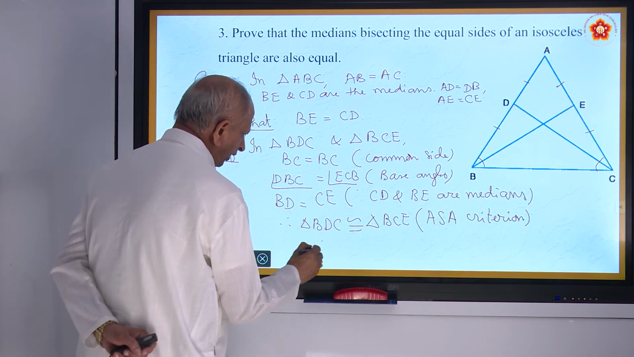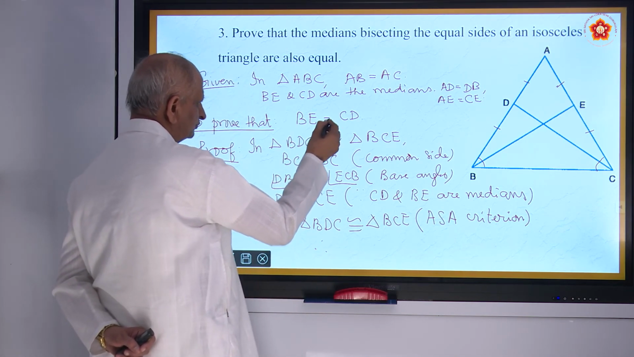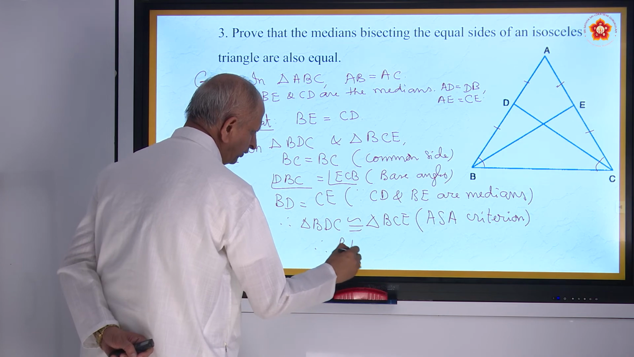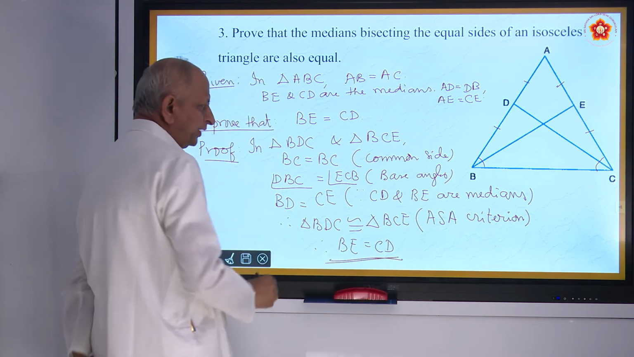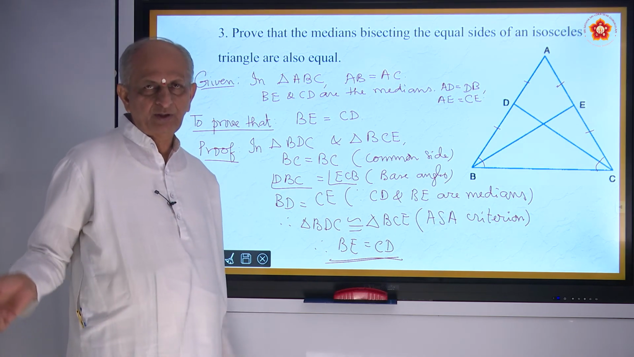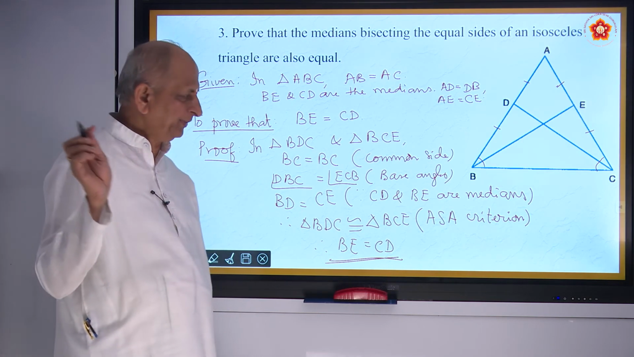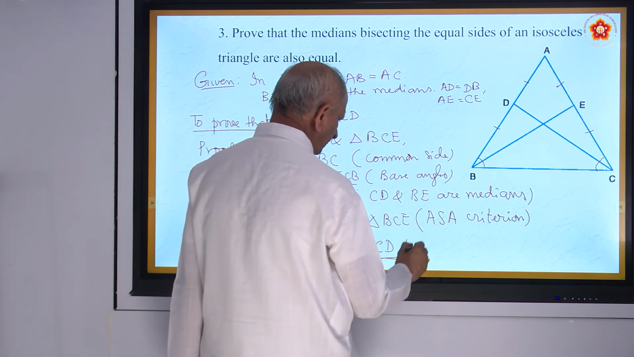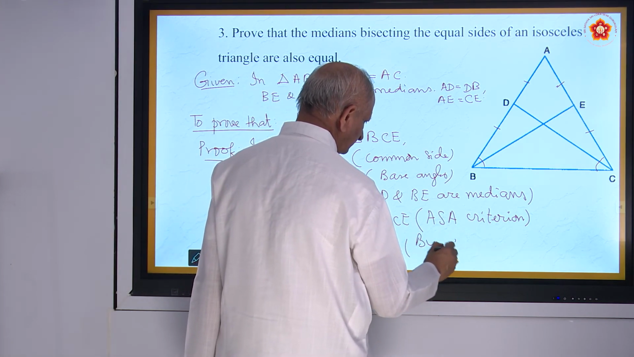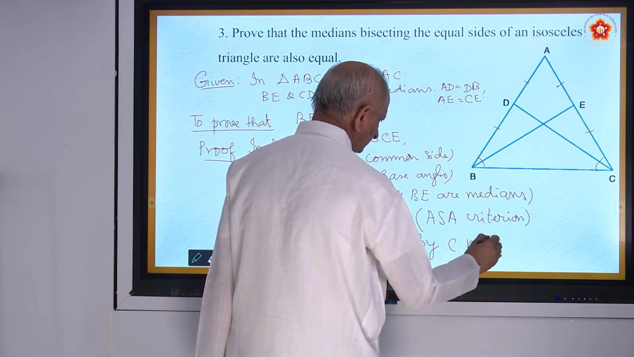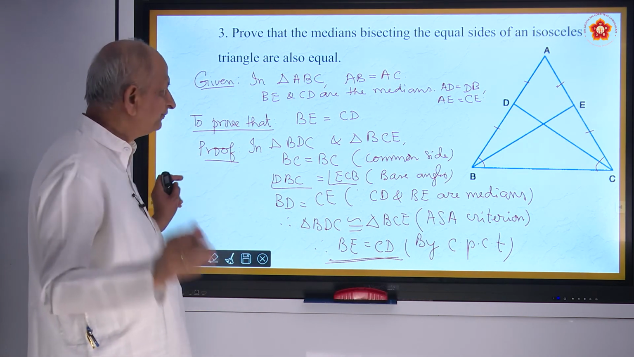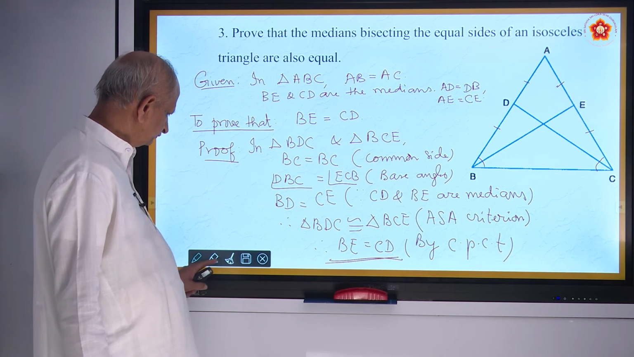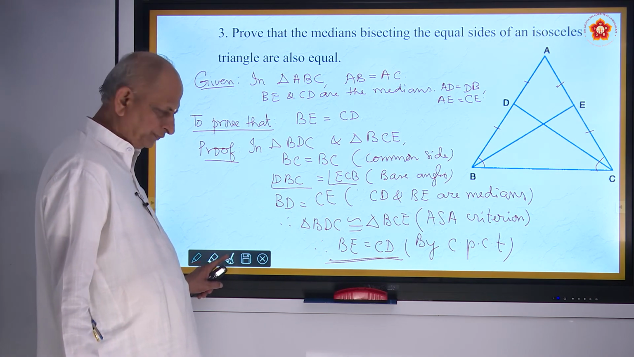And therefore, what can you write? BE is equal to CD. If two triangles are congruent, all other angles and sides will be equal. So that is by CPCT. Okay, noted? Very happy. Okay.